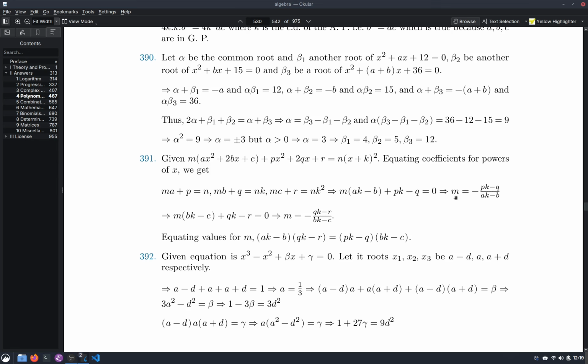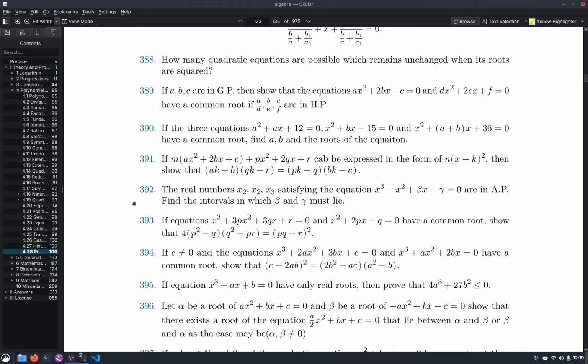So from this we get m is equal to minus pk minus q divided by ak minus b. And from the other two identities we have got m into bk minus c plus qk minus r is equal to 0, that is m is equal to minus qk minus r by bk minus c. So we equate the values of m and we arrive at the desired result, that is ak minus b into qk minus r is equal to pk minus q into bk minus c.